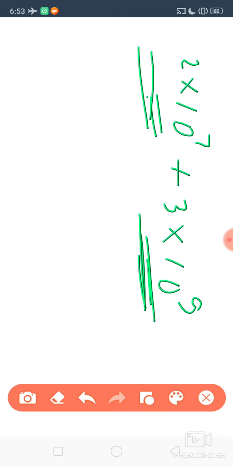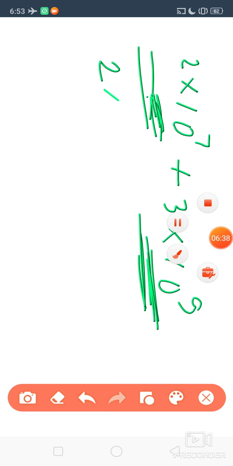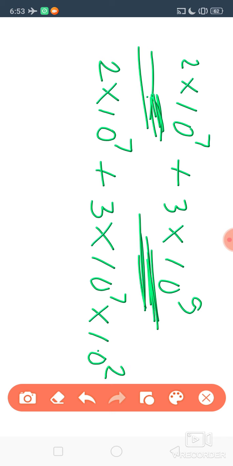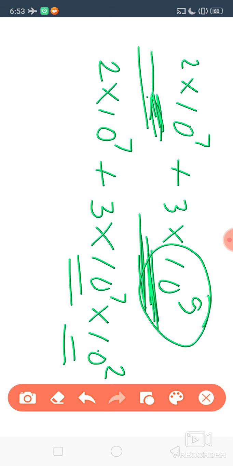What we have to do is make the exponent the same. Here it is 10 to the power 7, so here also we have to take 10 to the power 7. So we'll write 2 into 10 to the power 7 plus 3 into 10 to the power 7 into 10 to the power 2. This 10 to the power 9 we can write in this form: 10 to the power 7 into 10 to the power 2, since 7 plus 2, overall the exponent will be 9. So I have expanded this part, 10 to the power 9. Now look here.